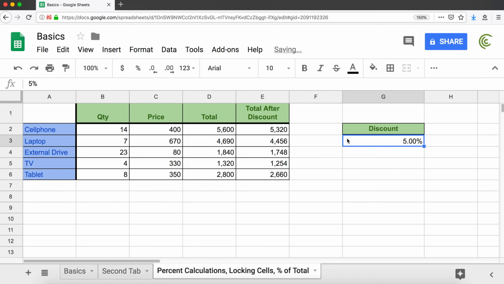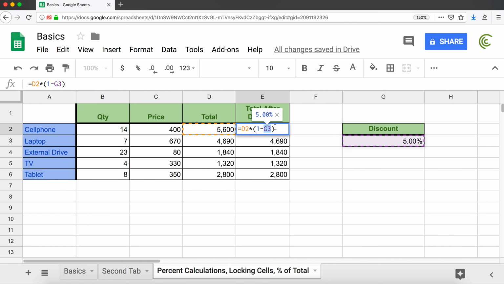Let's put that formatting back. And now I need to drag this formula down to make it work. Now again, if I drag this formula just like this, it's not going to work. See, we got the same total. Now the reason it doesn't work, again, is because I'm using a relative cell reference for G3, which means G3 is going to move down to these empty cells. So I want to add those dollar signs to this G3.